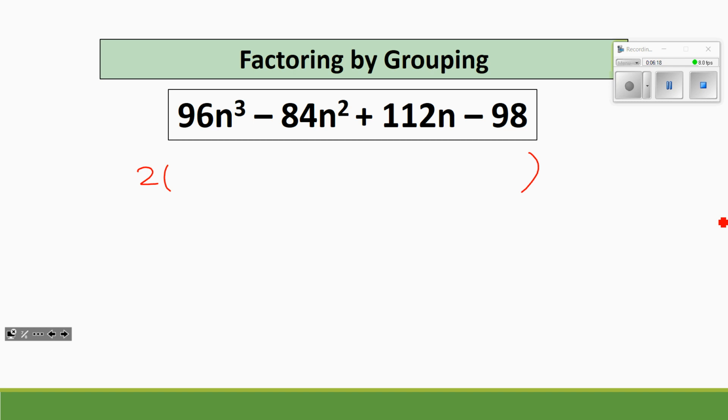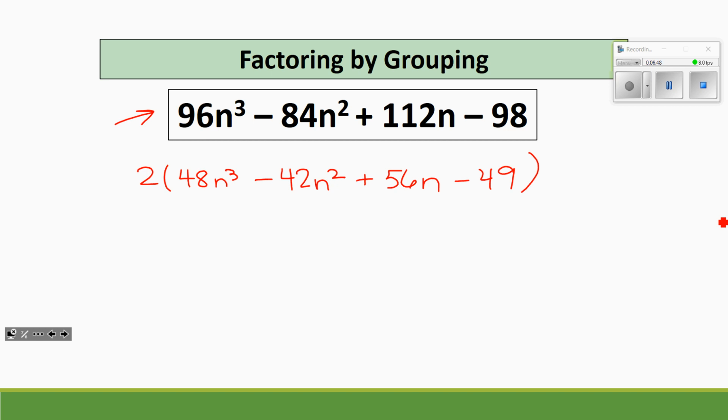And that would leave us with 48n cubed minus 42n squared plus 56n, I believe, if I'm doing my math correctly. Now, this 2 that's on the outside becomes kind of what I call a floater. You have to have it there in order to multiply the whole thing and get back to your original polynomial.